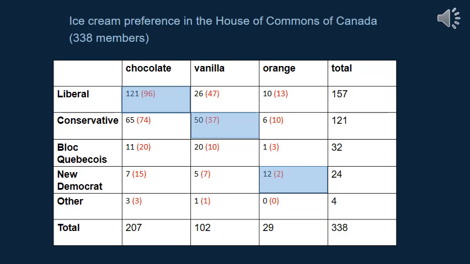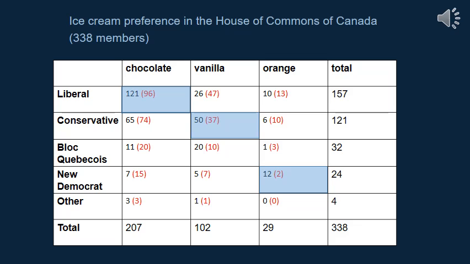And what I see here is 121. So I was right in my intuition. There is a correlation between being liberal and having a preference for chocolate ice cream. The observed count here is much higher than the expected count. Same thing for vanilla and conservatives. The observed count is 50 and the expected count is 37. Same thing for New Democrats. My observed count is 12 and my expected count is only 2.